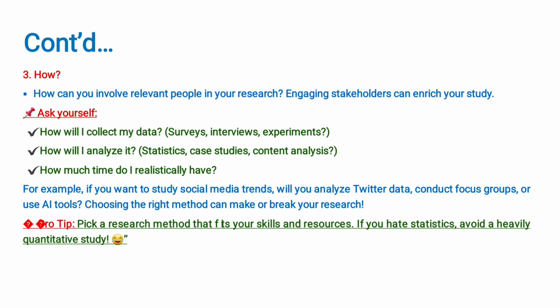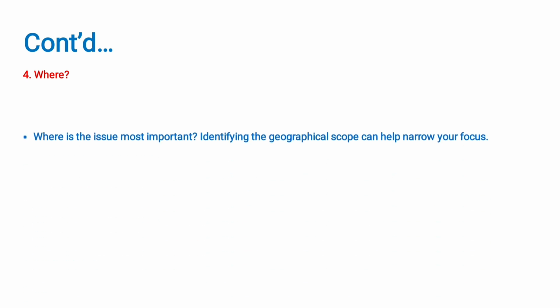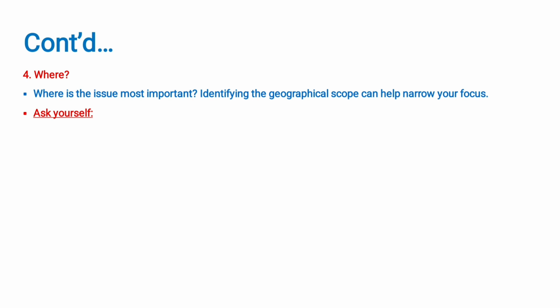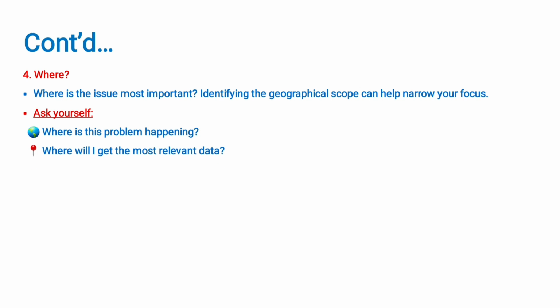And fourth, let's talk about where your research should focus. That is the fourth WH question you need to ask yourself before selecting a research topic. Because every research topic has a geographical scope. So at this moment, you need to ask yourself, where is the problem happening? And where will I get the most relevant data? And where can I find experts or case studies?